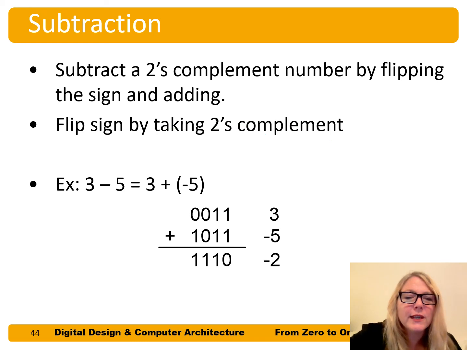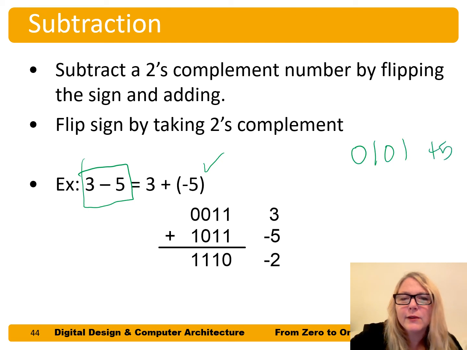So here we have 3 minus 5, which is what we want to perform. We can do that by using 3 plus a negative 5. How do we get negative 5? Well, we start with plus 5 and we flip the sign, or take the 2's complement, to get negative 5. So step 1, invert the bits, in other words, take the 1's complement. Step 2 is add 1. So we get 1, 1, 0, 1.